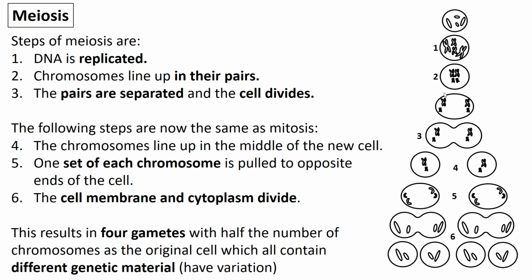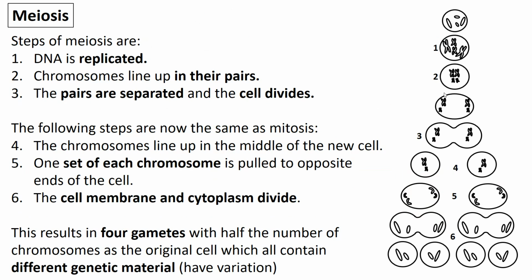So if you can remember back to mitosis, originally the chromosomes line up just one above the other, whereas in this case, they line up in their pairs. So pair number 1 and pair number 2 and so on. And then the first stage is to separate those pairs and then do a cell division. The remaining steps are the same as mitosis from this point onwards.